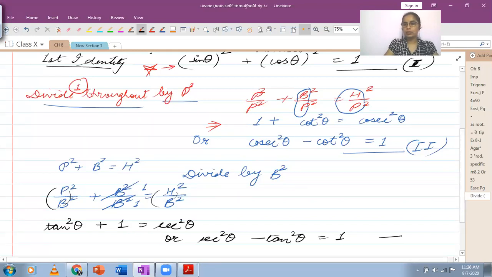So these are the three trigonometric identities that we are going to use in the questions. At any given time, these should be on your tips. Sine square plus cos square is 1. Secant square minus cot square is 1. Secant square minus tan square is 1.